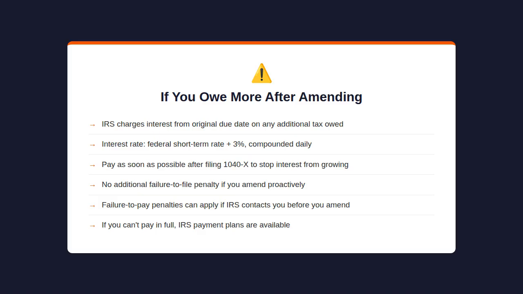What if your amendment shows that you owe more tax than you originally paid? You should pay the additional amount as soon as possible because the IRS charges interest on unpaid tax from the original due date of the return. The interest rate is the federal short-term rate plus 3 percentage points, compounded daily. So the longer you wait to amend and pay, the more interest accumulates. There's no penalty for simply amending to pay more as long as the additional tax is paid promptly; the failure to pay penalty generally only applies if the IRS contacts you first about unpaid taxes.